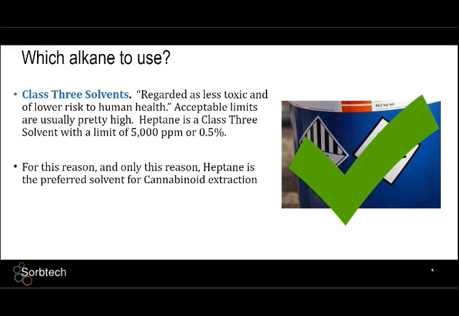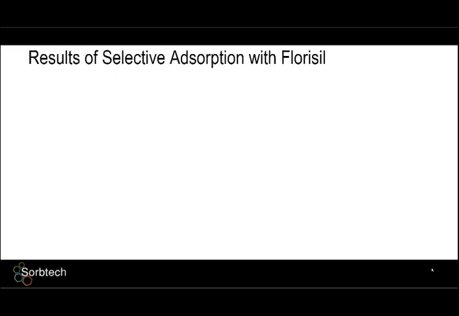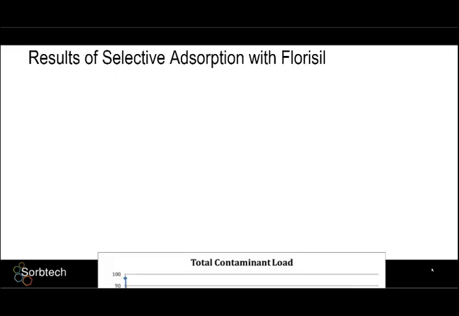Heptane, for example, is a Class 3 solvent and has a limit of 5,000 ppm or 0.5% in the final product. Now, usually they're referring to a pharmaceutical product. For this reason, but only for this reason, heptane is the preferred solvent for cannabinoid extraction and in general for working with cannabinoids, purification, or elimination of contaminants.